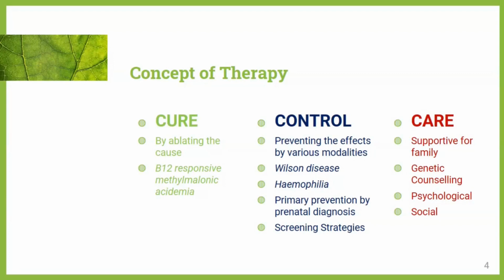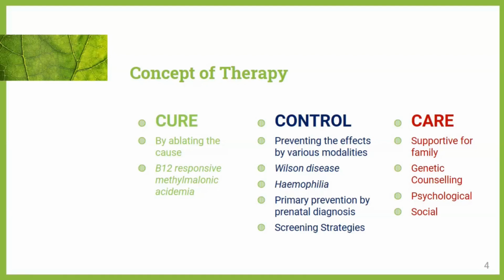It is beautifully described in Scriver's Textbook of Metabolic Disorders, sorry, not medicine. There are cure, control, and care. Cure means we are ablating the cause, like B12 responsive methylmalonic acidemia. I have given only a few examples of genetic disorders where you can totally cure the condition, or control, preventing the effects by various modalities like Wilson's disease, hemophilia, primary prevention by prenatal diagnosis, screening strategies, etc. Care is supportive for the family: genetic counseling, psychological and social.